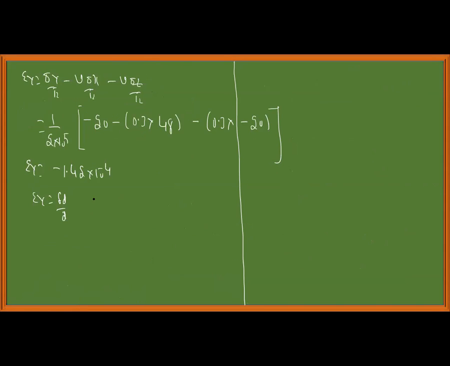Delta d by d is equal to minus 1.42 into 10 power minus 4, and the depth in this case is 50 mm, not diameter. It's 50 mm, so that is equal to delta D. Can you tell me what is the change in depth?